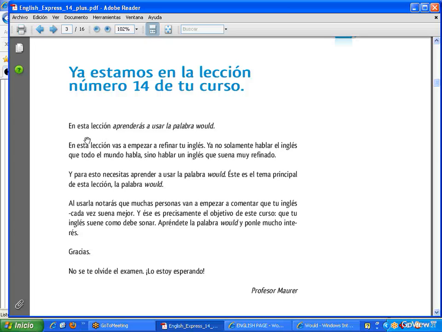It says here, in this lesson you're going to learn the word would. You're going to learn to use the word would. In this lesson you're going to start to refine your English. Not only to speak an English that everybody in the world speaks, but to speak an English that sounds more refined. And for this, you need to learn to use the word would. This is the principal subject of this lesson, the word would.